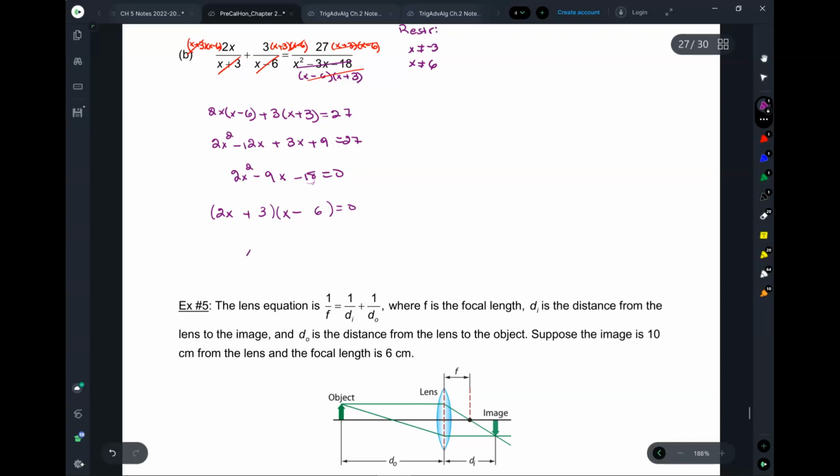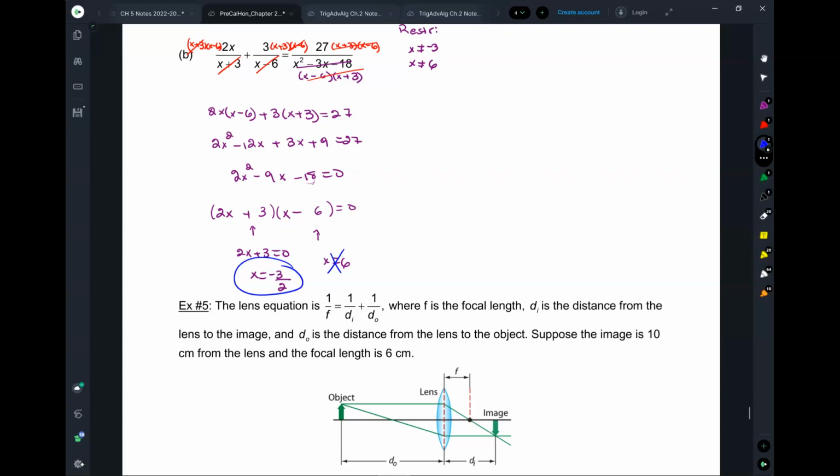So what do we get here? From this term, 2x plus 3 equals 0. X is -3/2. And here, x is equal to 6. But remember, that's a restriction. So the only answer is -3/2. So again, you can get one answer, or 0, if they're both the same as the restrictions. There is no requirement on the number of solutions you should get.